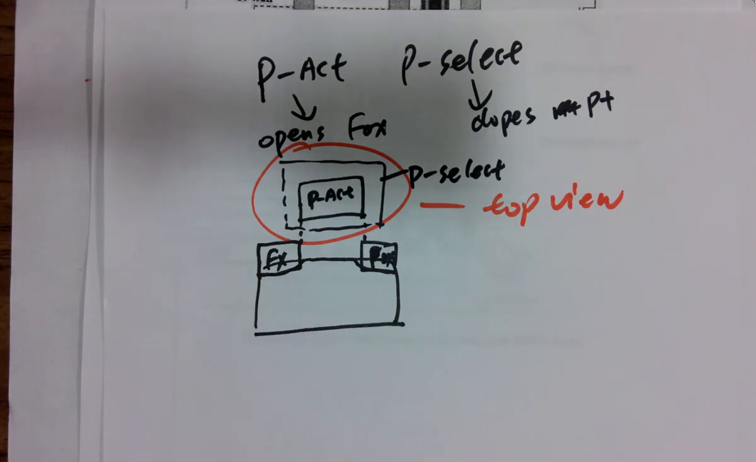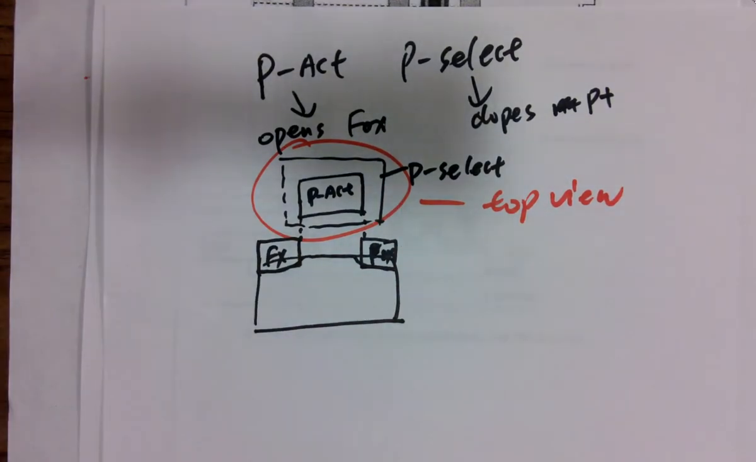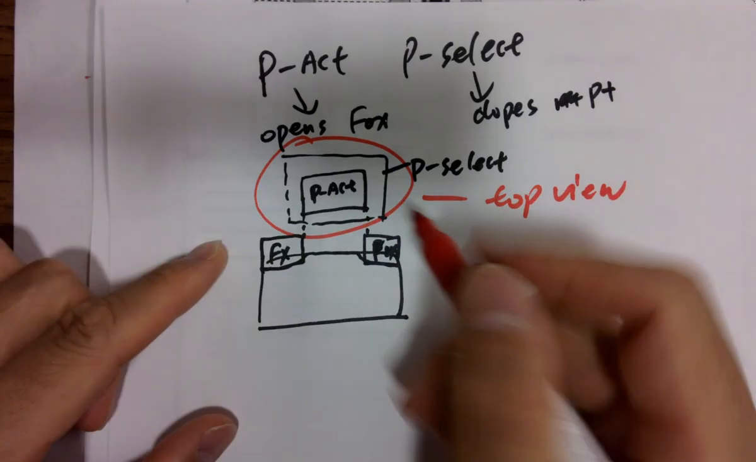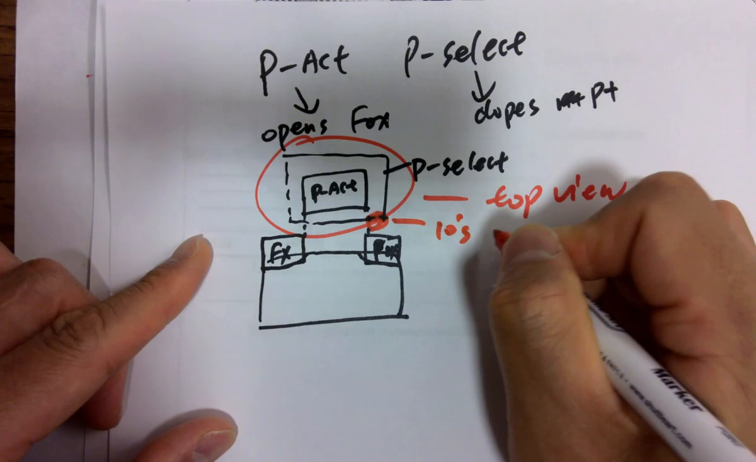They always come together, because P act opens up the Fox, and P select will start doping the dopants into the wafer. So why is P select slightly larger than P act? It's trying to get rid of misalignment issues, because even for 500 nanometer technology, it's still small. It's not millimeters or centimeters. When you are putting the masks, masks are used for doing all these alignments. We don't have to worry about the details of the process, but just imagine the features over here are probably just tens of nanometers.